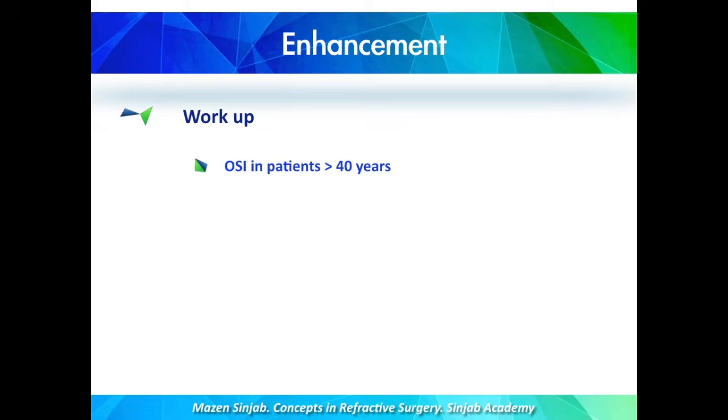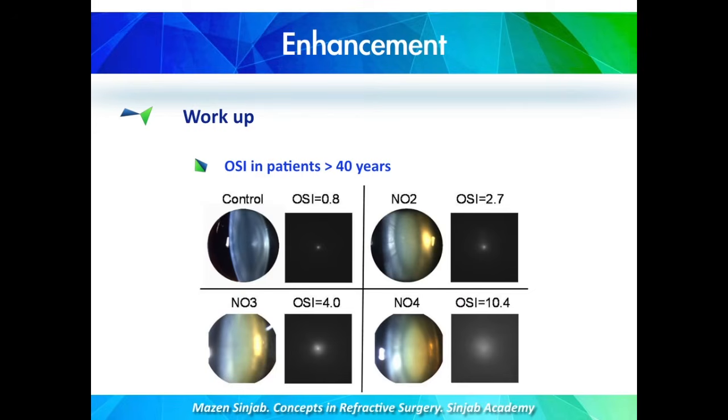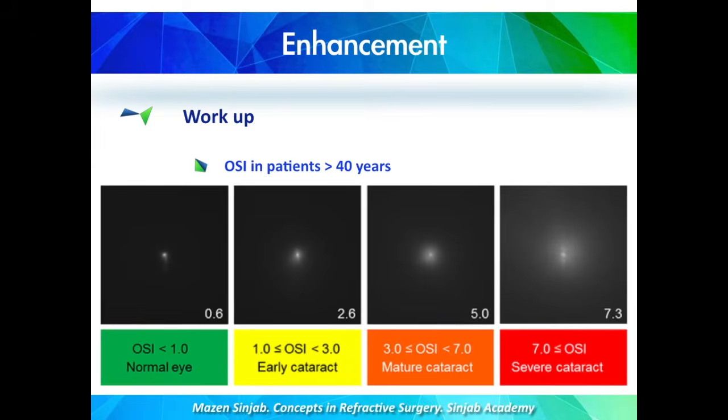Now, what is the OSI? The OSI can measure, as I said, the scatter of light within the crystalline lens, and then it classifies and gives a number to this scatter. When the eye has an OSI less than 1, it is a normal eye. When the OSI is between 1 and 3, it is an early cataract, and so on. Whenever the OSI increases in number, the cataract becomes more mature.